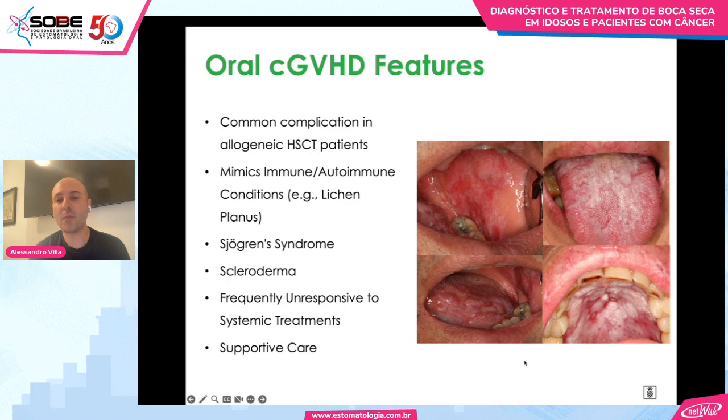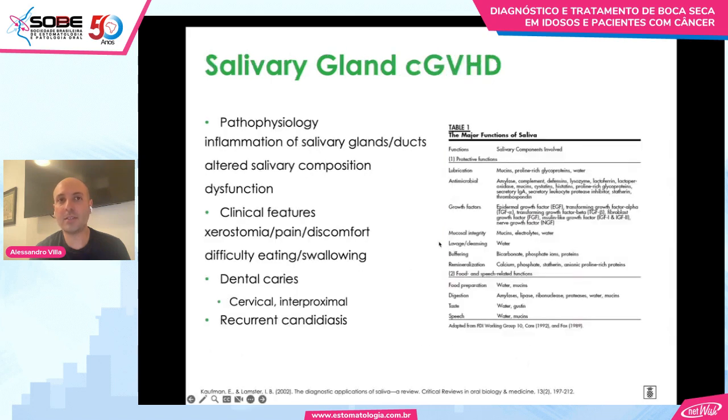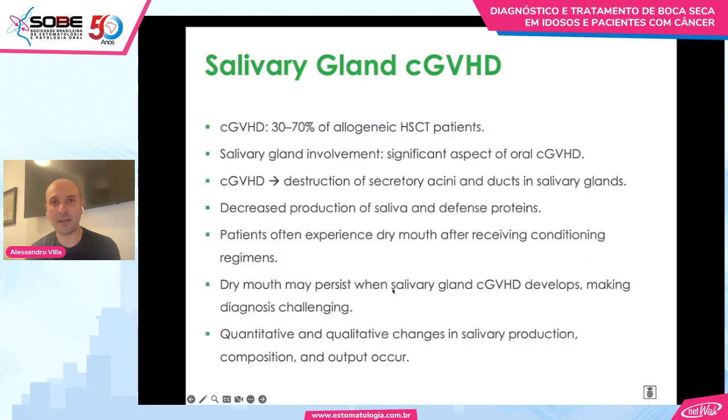And when the salivary glands are affected, these patients may also develop dry mouth. The clinical features are very similar to Sjogren's syndrome patients, with difficulty eating, swallowing, pain, and a feeling of oral dryness. And these patients are once again at higher risk of developing a recurrent fungal infection or dental caries, usually of the cervical margins or interproximal dental caries.